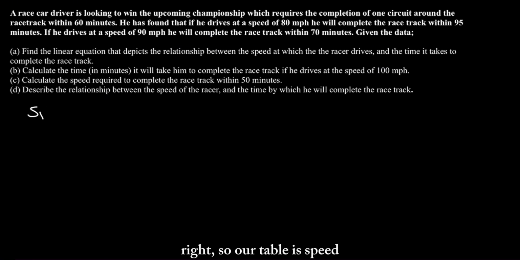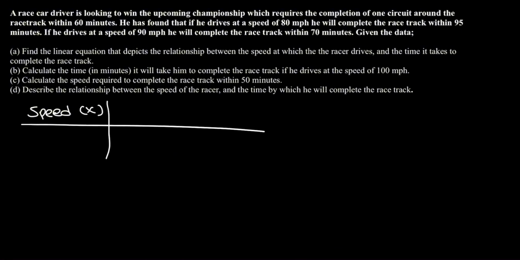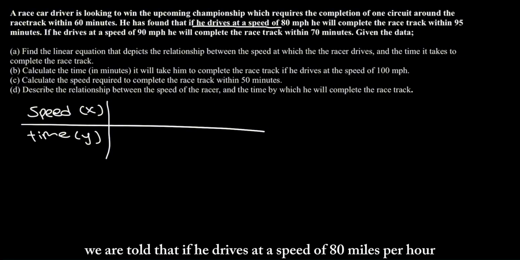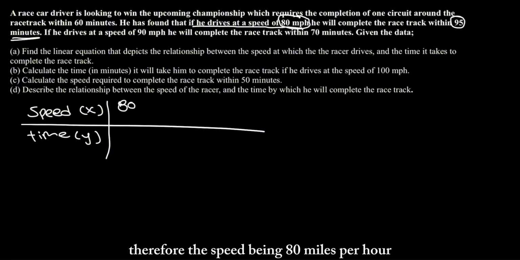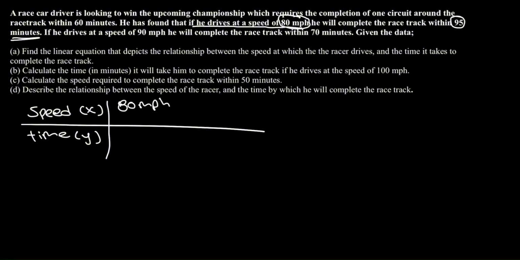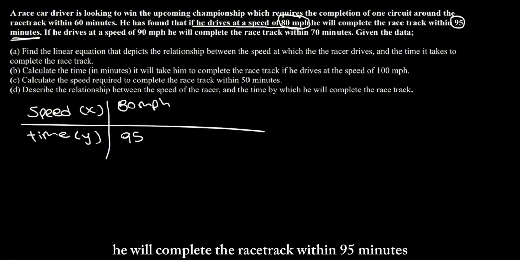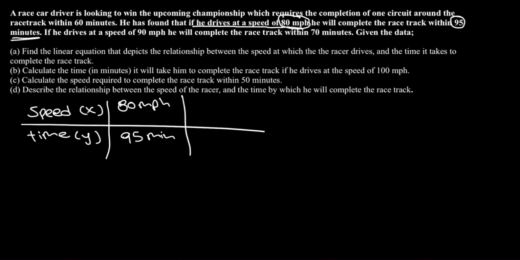Right, so our table is speed, which is x, and time, which is y. Now from the question, we are told that if he drives at a speed of 80 miles per hour, he will complete the racetrack within 95 minutes. Therefore, the speed being 80 miles per hour, he will complete the racetrack within 95 minutes.